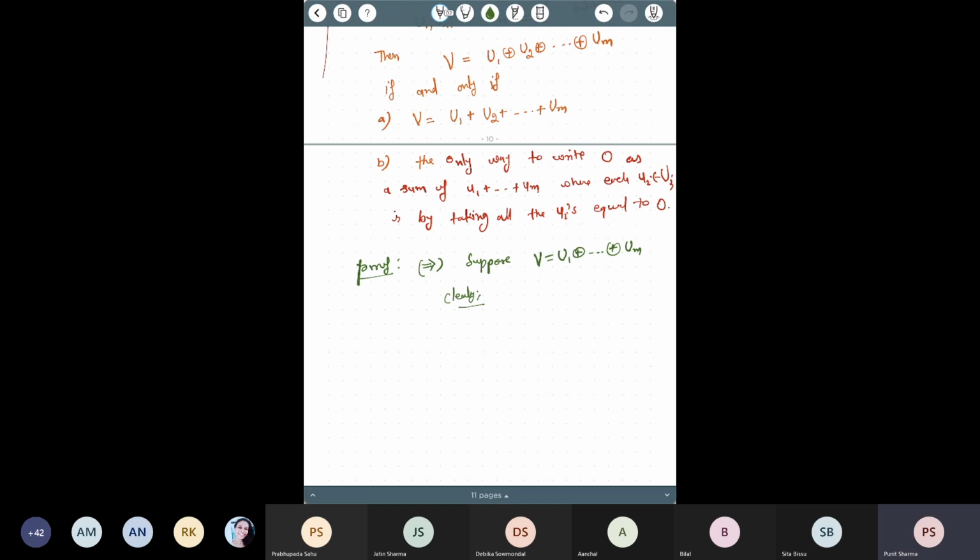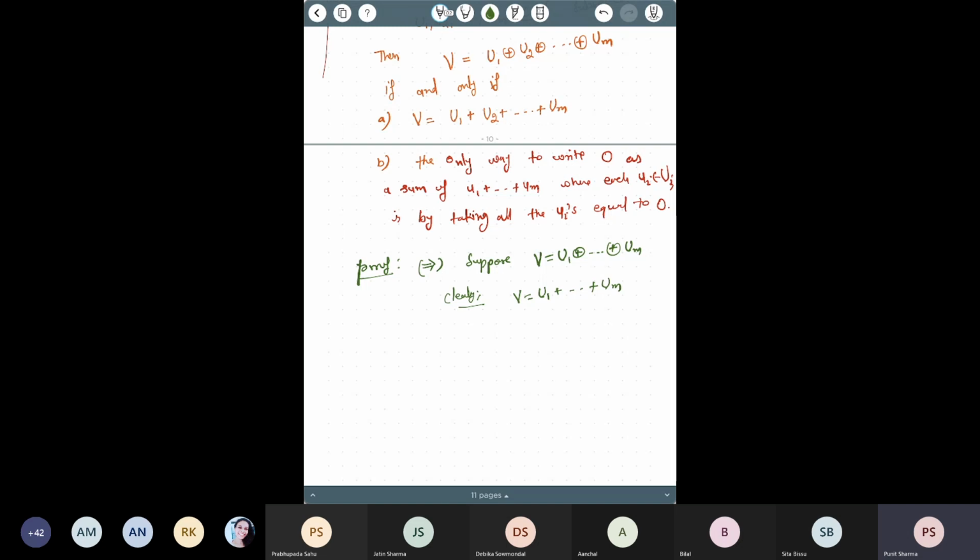Do you agree with this? Condition A is straightforward, that V is the sum of these subspaces. This is by definition, because for the direct sum it has to be a sum. Not only that, every vector has to be uniquely written. So the first condition is straightforward. Now for the second condition, we need to check that the only way to write 0 as a sum of vectors from the subspaces is the trivial way.